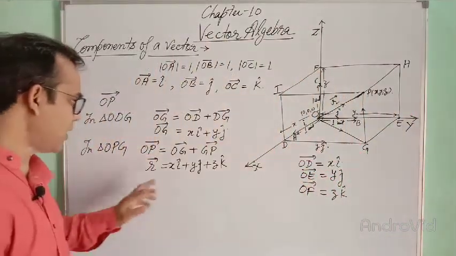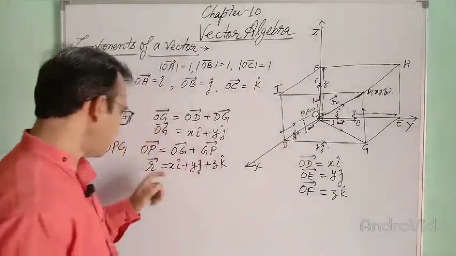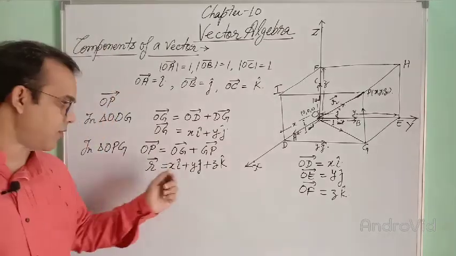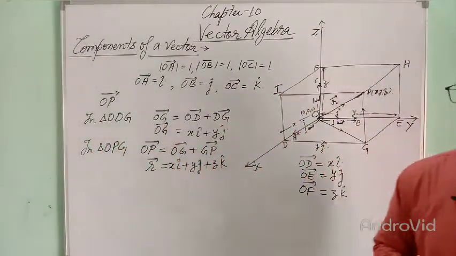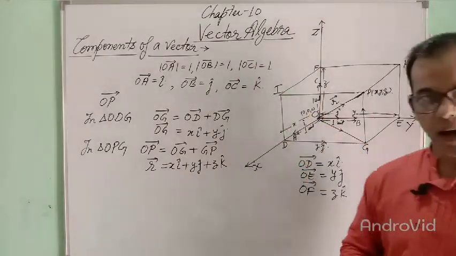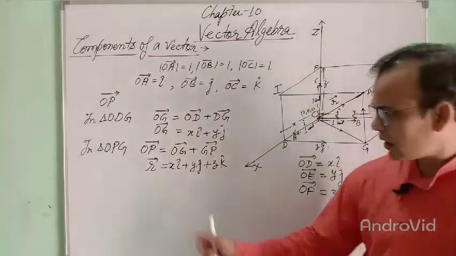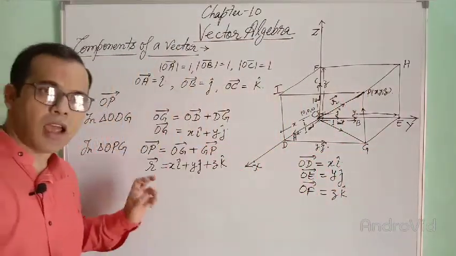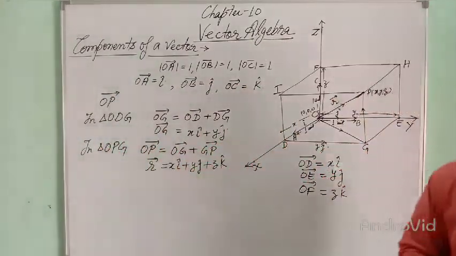Here we see that x i cap is a vector quantity, y j cap and z k cap are also vector quantities, and x i cap is called here the vector component of the vector R, and y j cap and z k cap are also vector components of the vector R. So the vector components of the vector R are x i cap, y j cap and z k cap. Here we see that x, y, z are scalars. So x, y and z are called the scalar components of the vector.